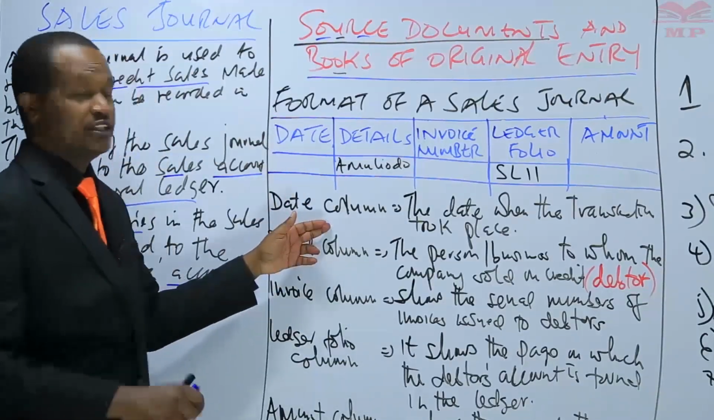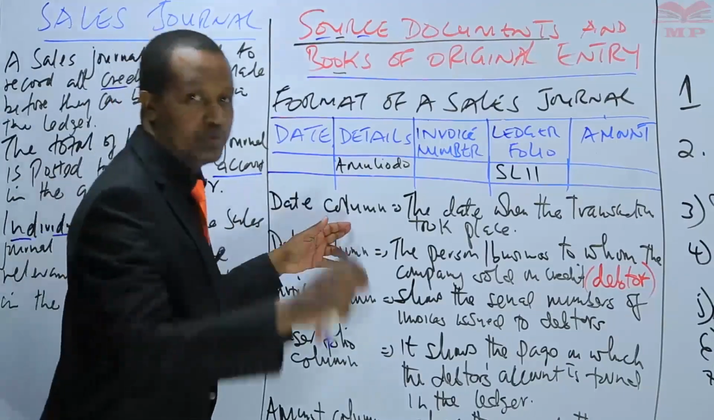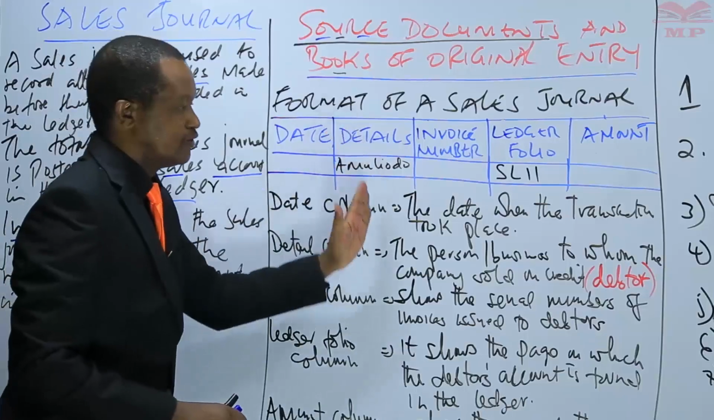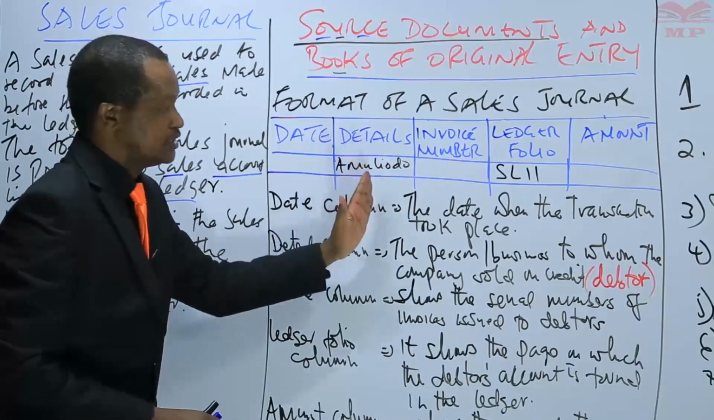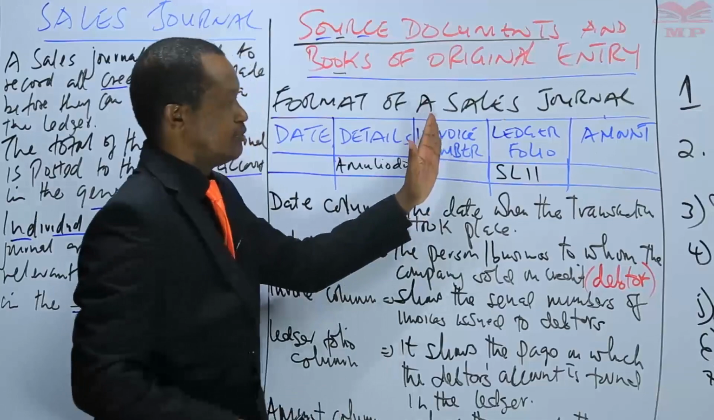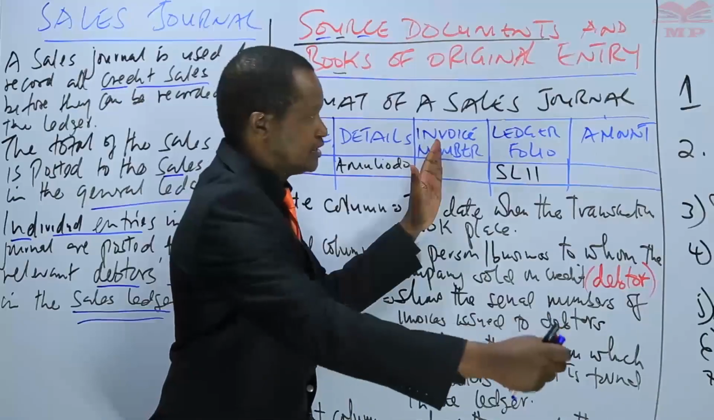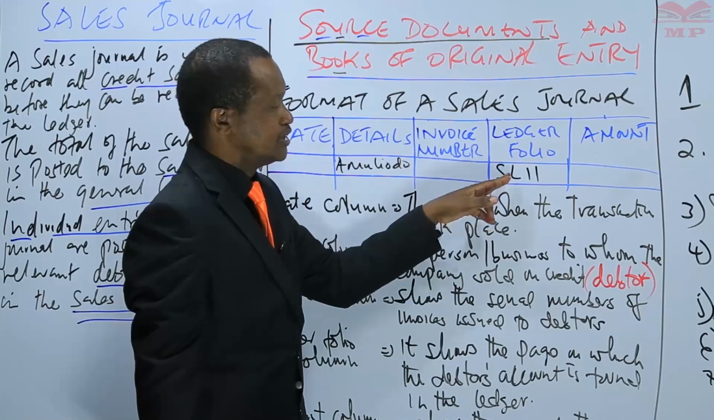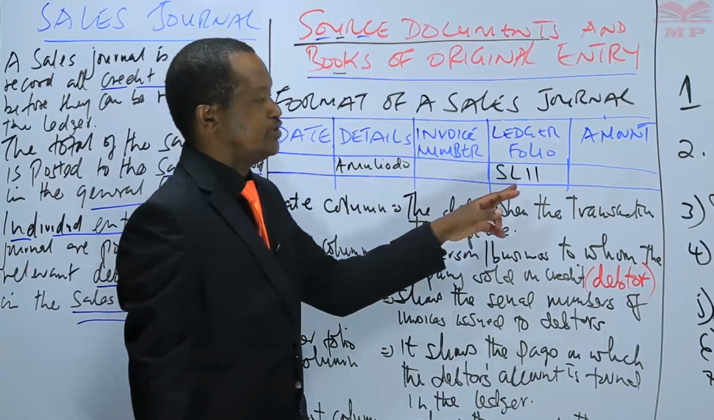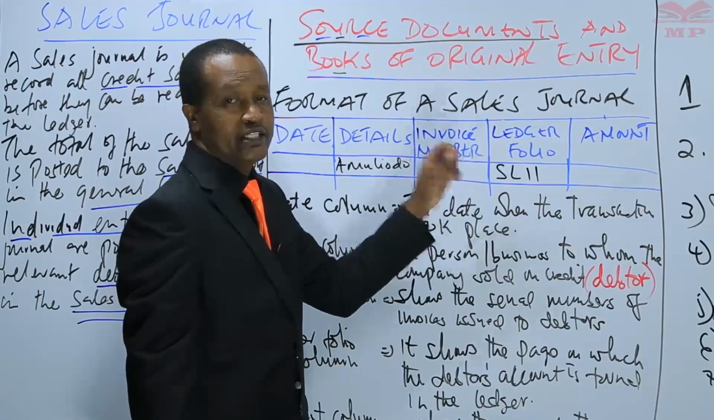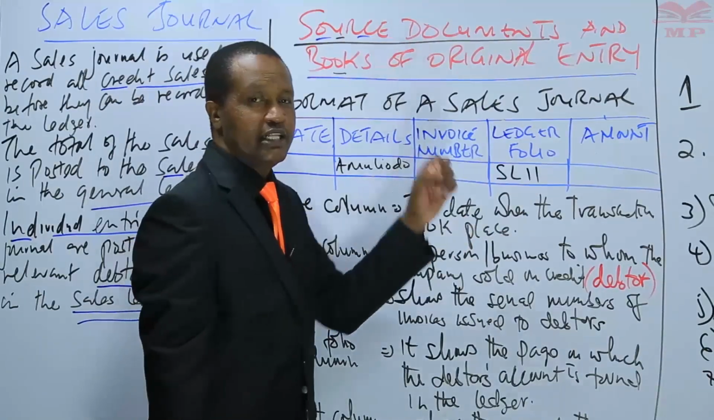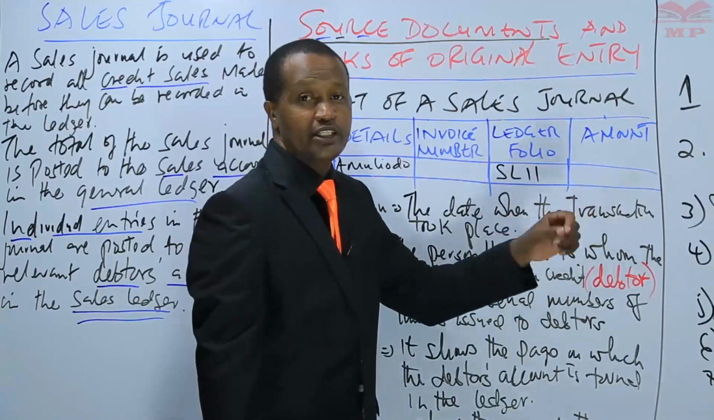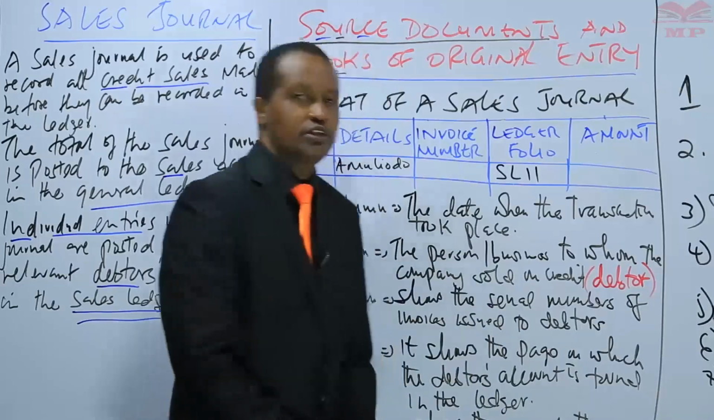The date column, I've said, is the date when the transaction took place. The details column shows the list of the debtors. Then the invoice number is a serial number of the invoices that are issued to the debtors. Then the ledger folio is a column that is used to record the page numbers where the debtor's account can be located in the sales ledger. Then there is the amount column, which is the amount of money that the debtors are supposed to pay.